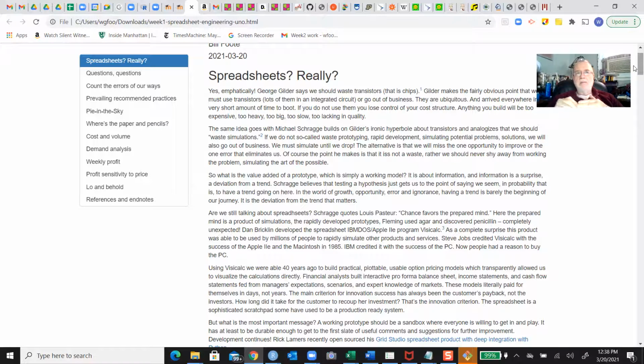Michael Schrage, about 20 years ago, came up with the idea of wasting simulations, wasting prototypes. We should always be working on the next prototype, the next working model. Tear it down, build it back up, see what it really can do, stretch it all over the place, break it. And then we'll know what we don't yet know, the known unknown and the unknown unknown. Very important in development of anything: ideas, products, services, economies.